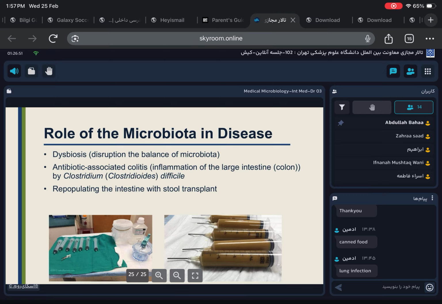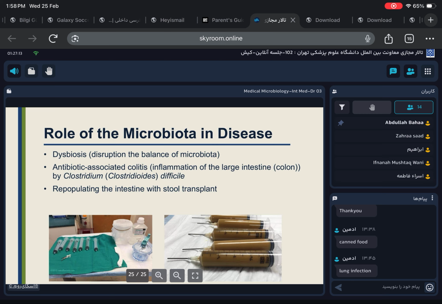But sometimes it's possible that there is something wrong with the balance of the microbiota in the intestine. For example, sometimes it's possible that patients are on antibiotics.